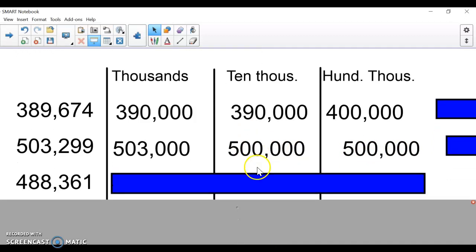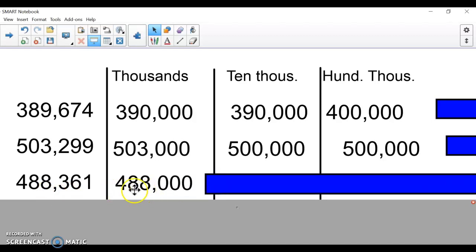Okay, now let's look at 488,361. My thousands place is here. I have an 8, so it's either going to stay an 8 or go up to a 9. I look next door, a 3, 4 or less, let it rest. So that becomes 488,000. Another 8 in my 10,000s place, so now I'm rounding to the 10,000s place.